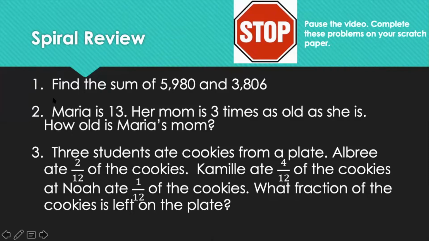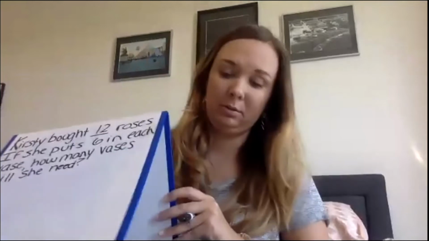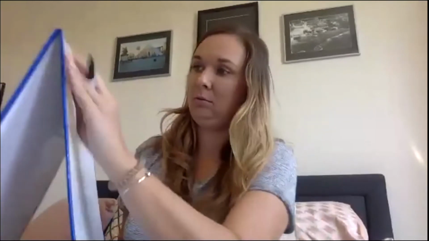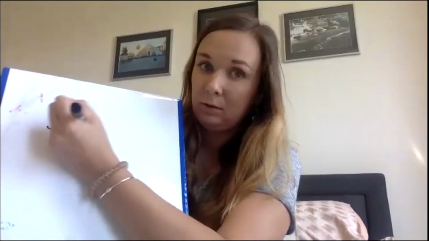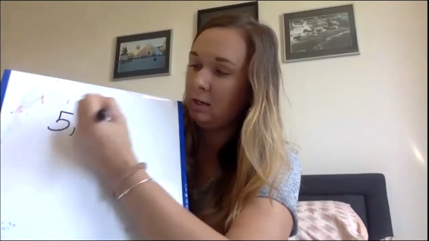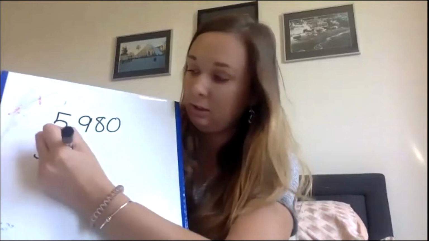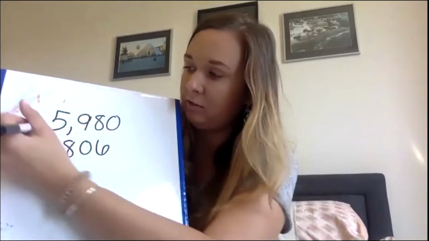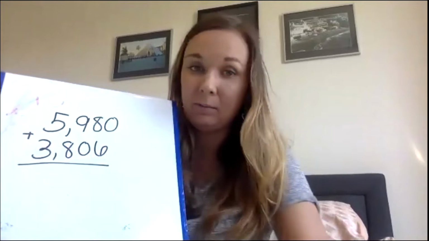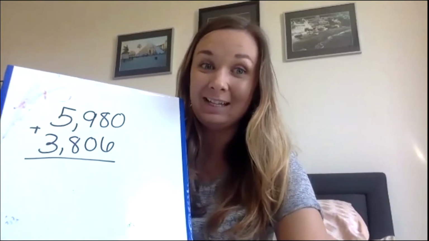All right, so the first one, I'm going to come back to my board. The first one says, find the sum of 5,980 and 3,806. And I know that sum is the answer to an addition problem, so I know that I should add these 2 numbers.